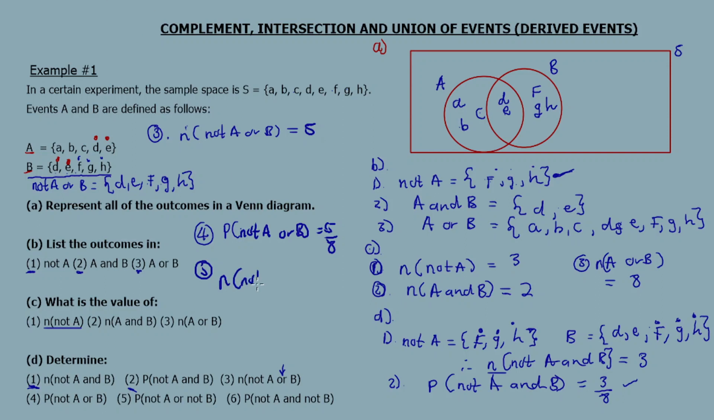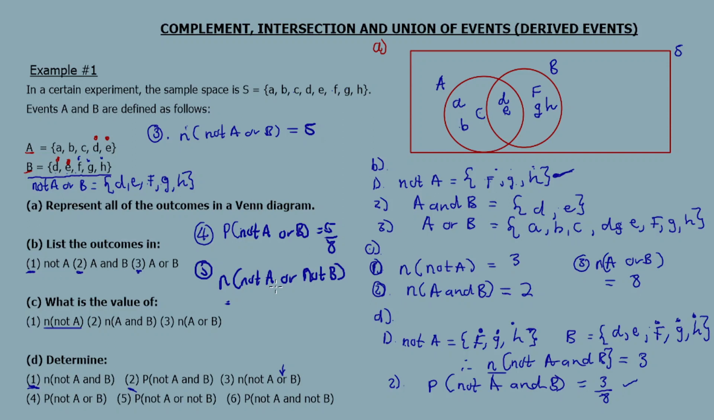The number of not A or not B. Not A or not B should give us not A, this is not A, right, and not B. And then or stands for what? Union. So we combine the two, which is what? In fact, it will be 6 in this. It will be 6. So not A is F, G, H, and then not B.